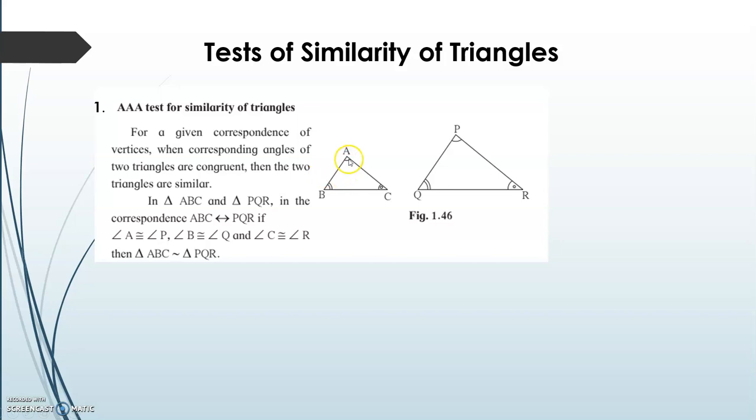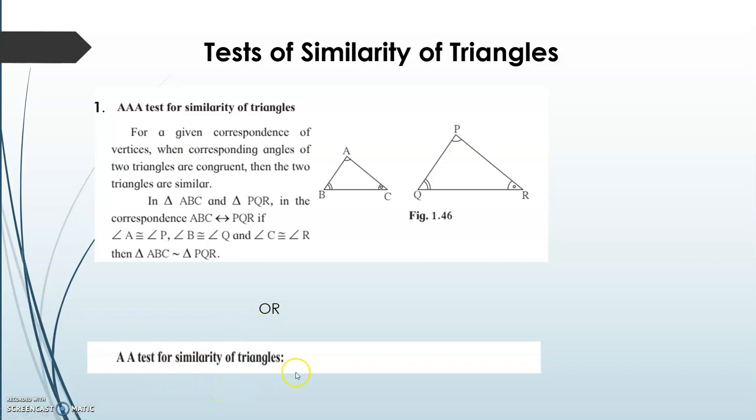Please note, even if only two angles are given to be congruent, the third angle is automatically congruent because the sum of the angles of a triangle is always equal to 180 degrees. So the third angle automatically becomes congruent, and so we can call this test even as the AA test for similarity.